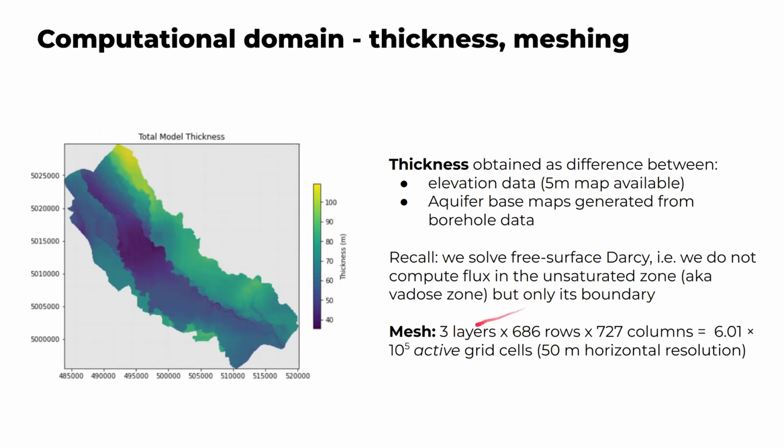Then we have 600 times 700 cells in each layer. So in total, we have 6 times 10^5 active grid cells. Active means wet, okay? And the grid has a resolution of 50 meters.